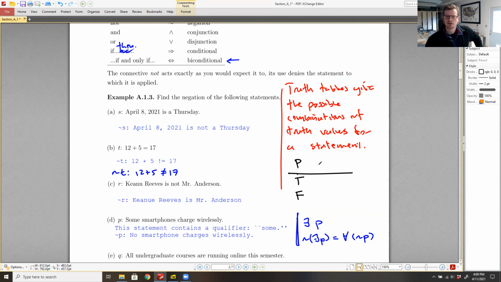And when I consider not P, then when P is true, not P would be false. And when P is false, not P would be true. Okay, so the negation changes the statement. Let's see, what am I? I am a professor. It is true. I am not a professor. That is false. Okay, by adding the not, we change the truth value.